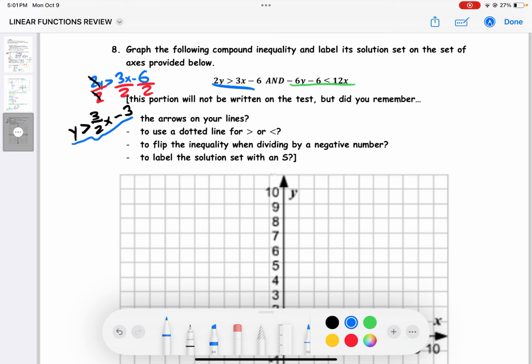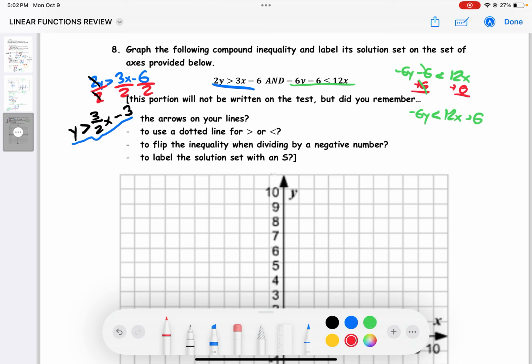Okay. And let's go ahead and isolate the other one as well for y, so that way we can focus all of our attention on graphing. So we got negative 6y minus 6 is less than 12x. Everything on the same side as the y is a problem, so this minus 6 is a problem. So I have to add 6 to both sides, and we're going to get negative 6y is less than 12x plus 6.